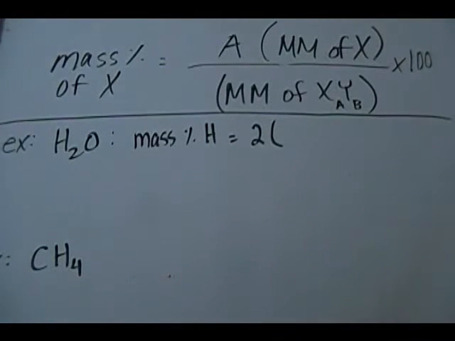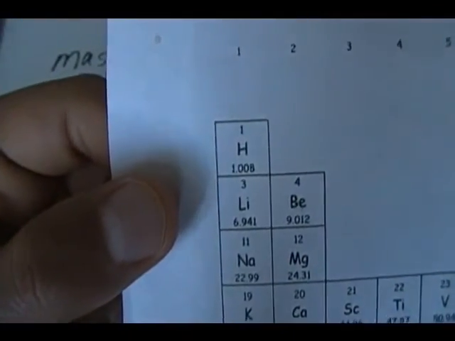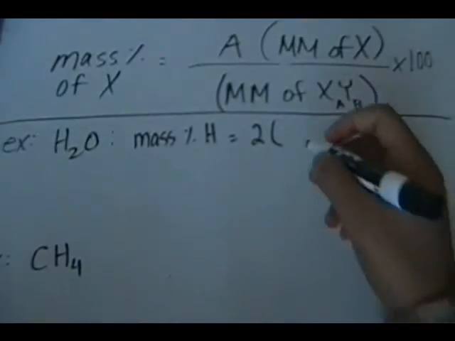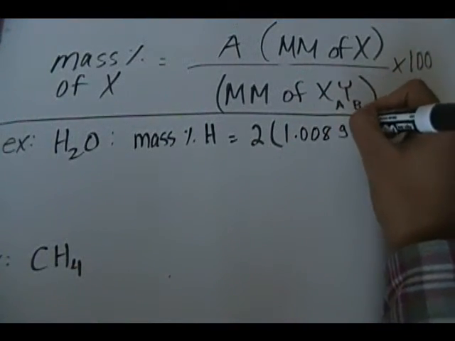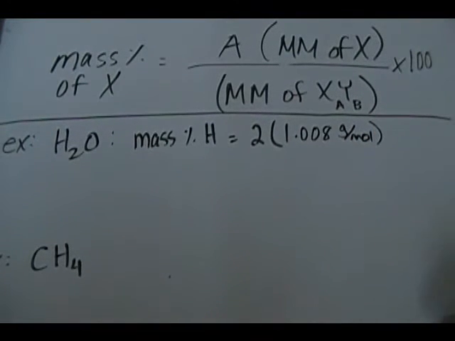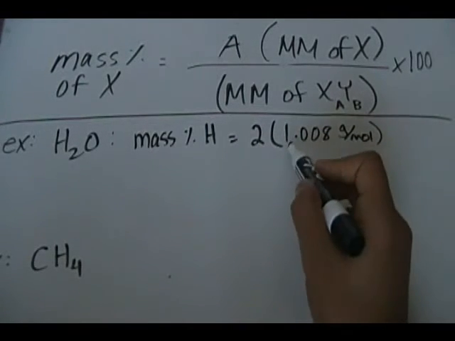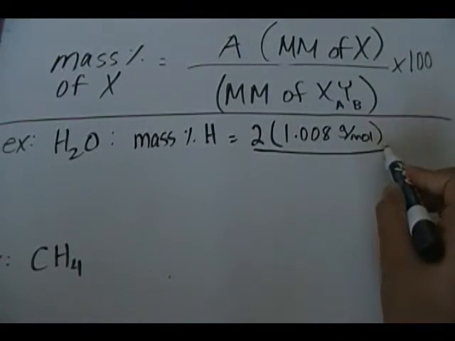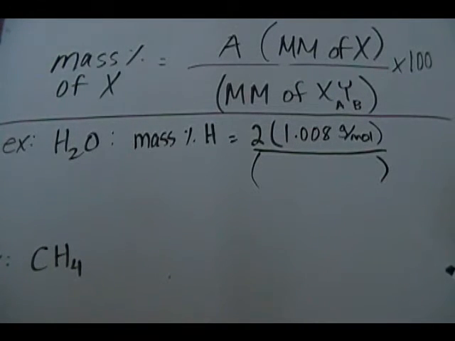Let's see if I have my periodic table handy. I do. The molar mass of hydrogen, if you guys can see, is 1.008 grams per mole. Make sure you have your units. It doesn't really matter because at the end we're dealing with a percent and everything will cancel out. Percentages don't have units. Divided by the molar mass of water, and that's pretty straightforward. You guys should know how to calculate that out.